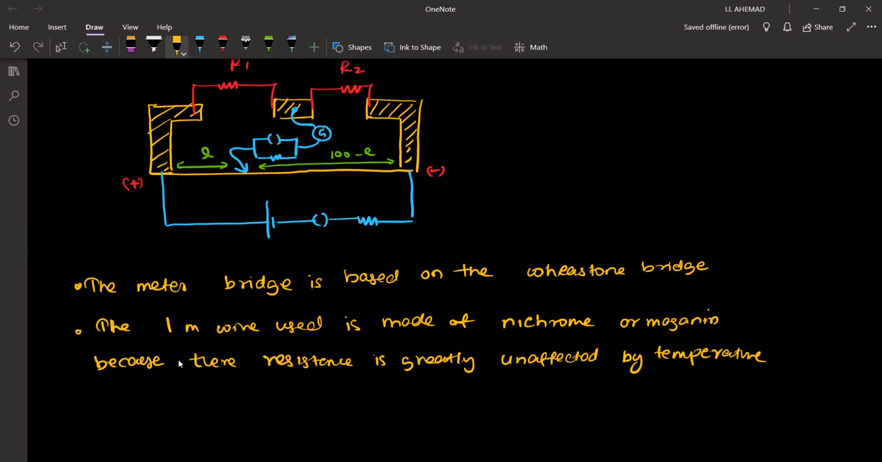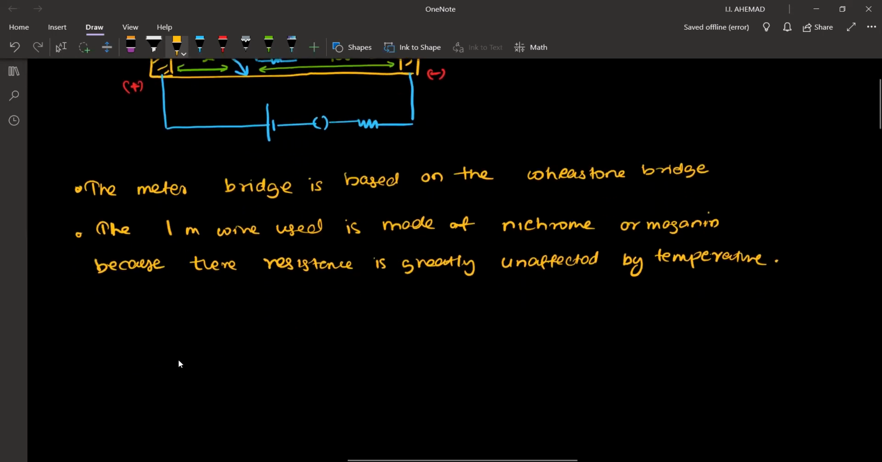So we know when current starts to flow in a wire, it will get heated up. If it gets heated up, then its resistance will change. But in case of nichrome or manganese, those are alloys, their resistance is largely unaffected by temperature. So that is why we use those wires.